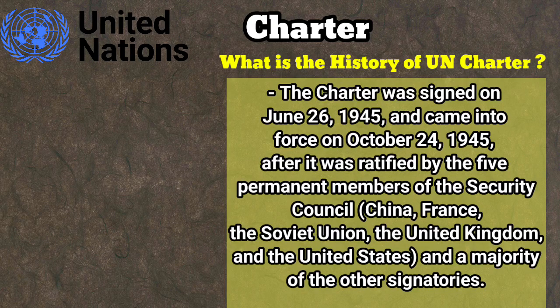The charter was signed on 26 June 1945 and came into force on 24 October 1945 after it was ratified by the 5 permanent members of the Security Council: China, France, the Soviet Union, the United Kingdom, and the United States, and a majority of the other signatories.